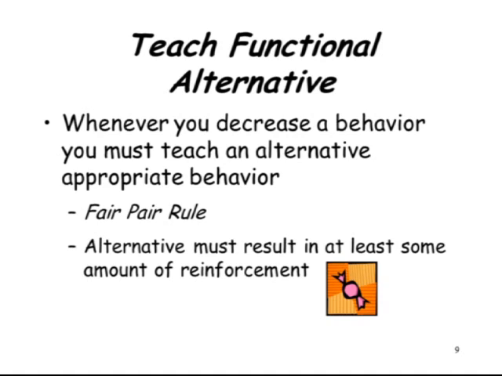We've talked about teaching a functional alternative, but it's worth mentioning again. The only way you can really know what a functional alternative behavior is is to do a functional behavior assessment. You need to know why the behavior is occurring so that you can teach the student another behavior or another way to get his or her needs met.